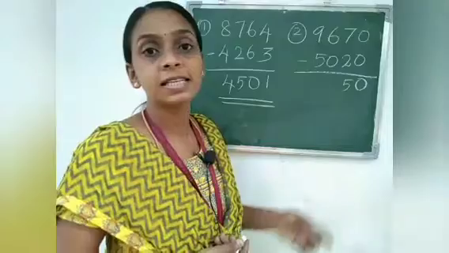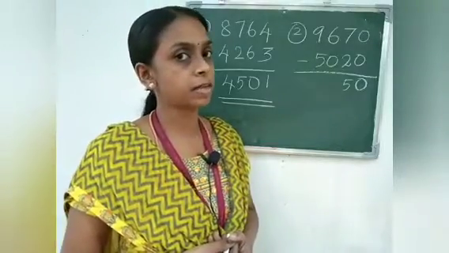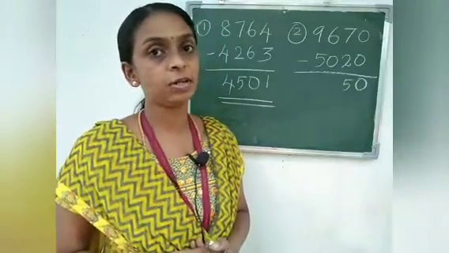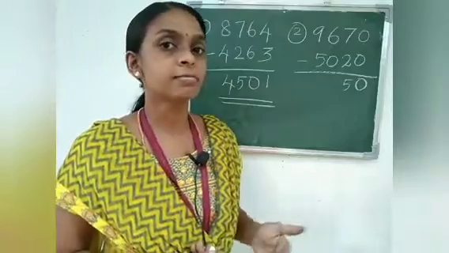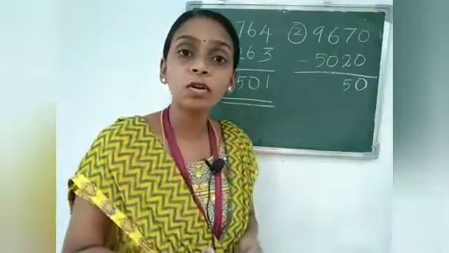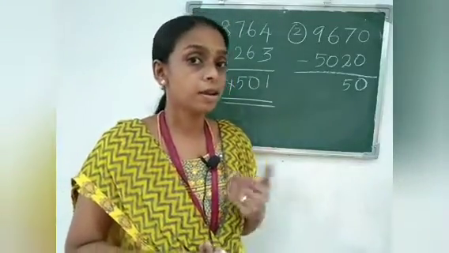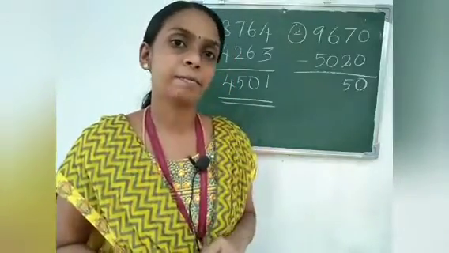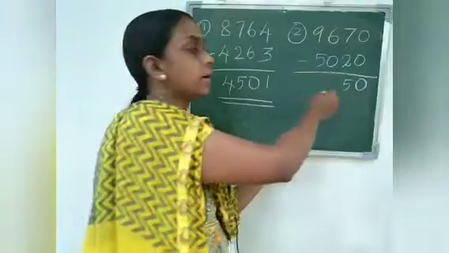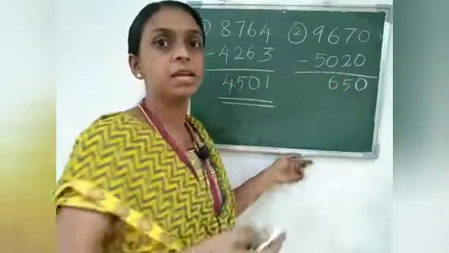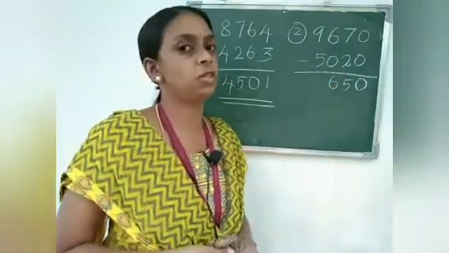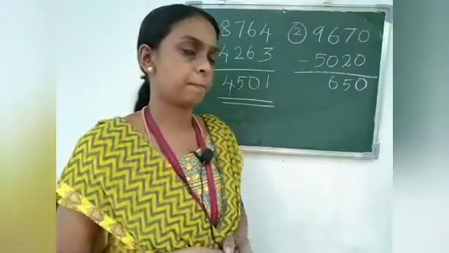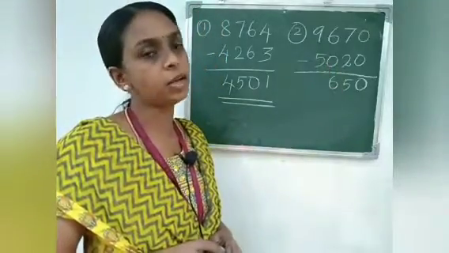Next again 6 minus 0. Hundreds place numbers are 6 and 0. So we have to subtract 6 minus 0. 6 minus 0 is what? I told you, when we subtract 0 from a number, we will get that number itself. So 6 minus 0 is 6.